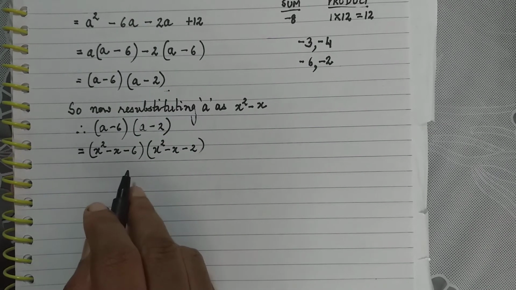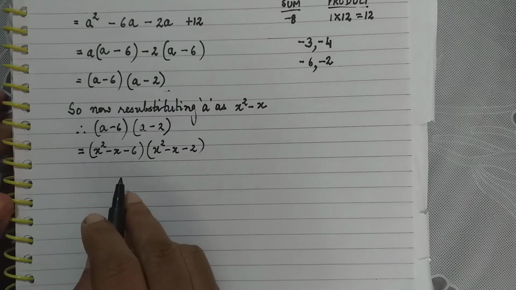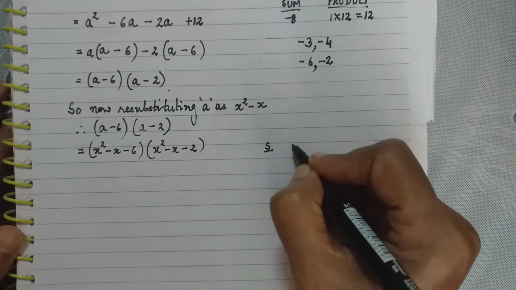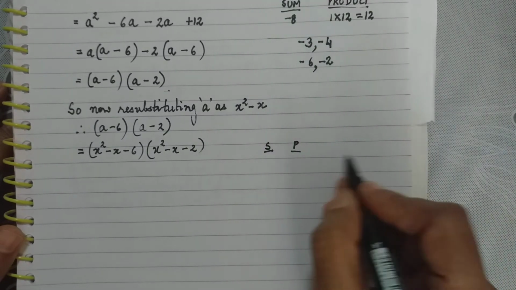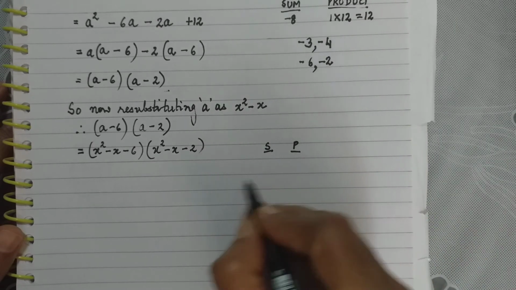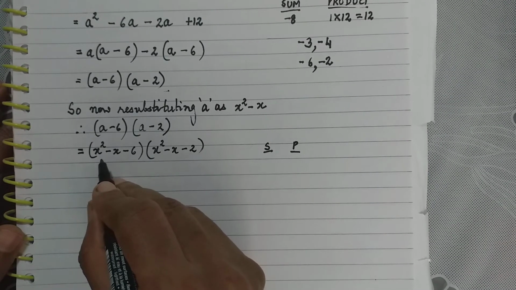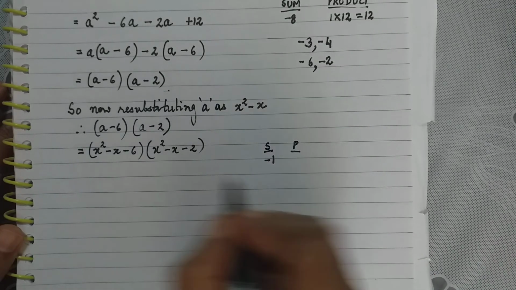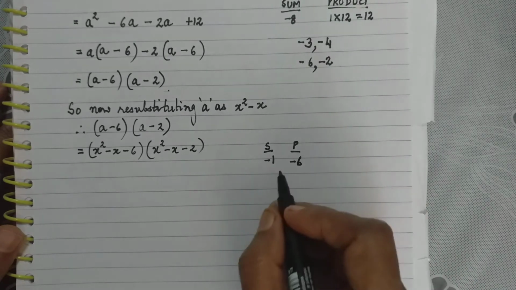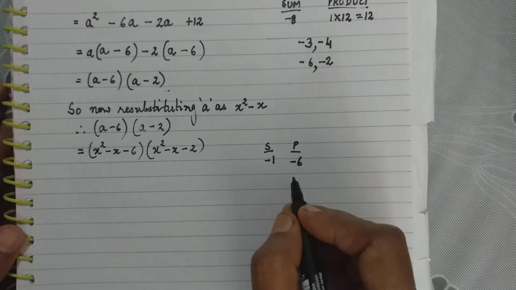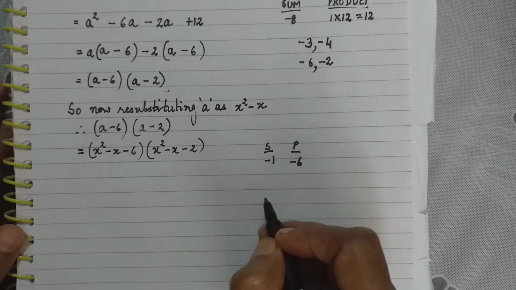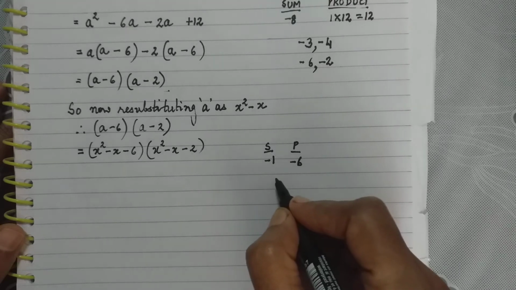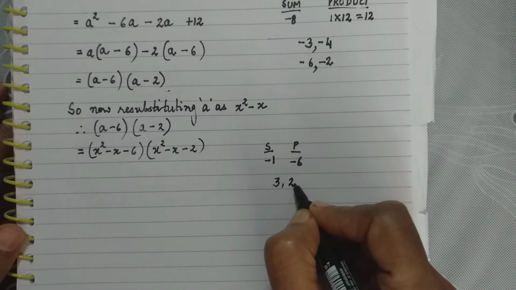Now in this first bracket or first trinomial, again we'll write the sum and product. I'll just write S and P so I can do both side by side. What is the sum here? The coefficient of the x term, that is minus 1. What is the product here? Minus 6. So if the product is minus, it is clear that one of the numbers is positive and one is negative. Let us consider the two factors as 3 and 2.